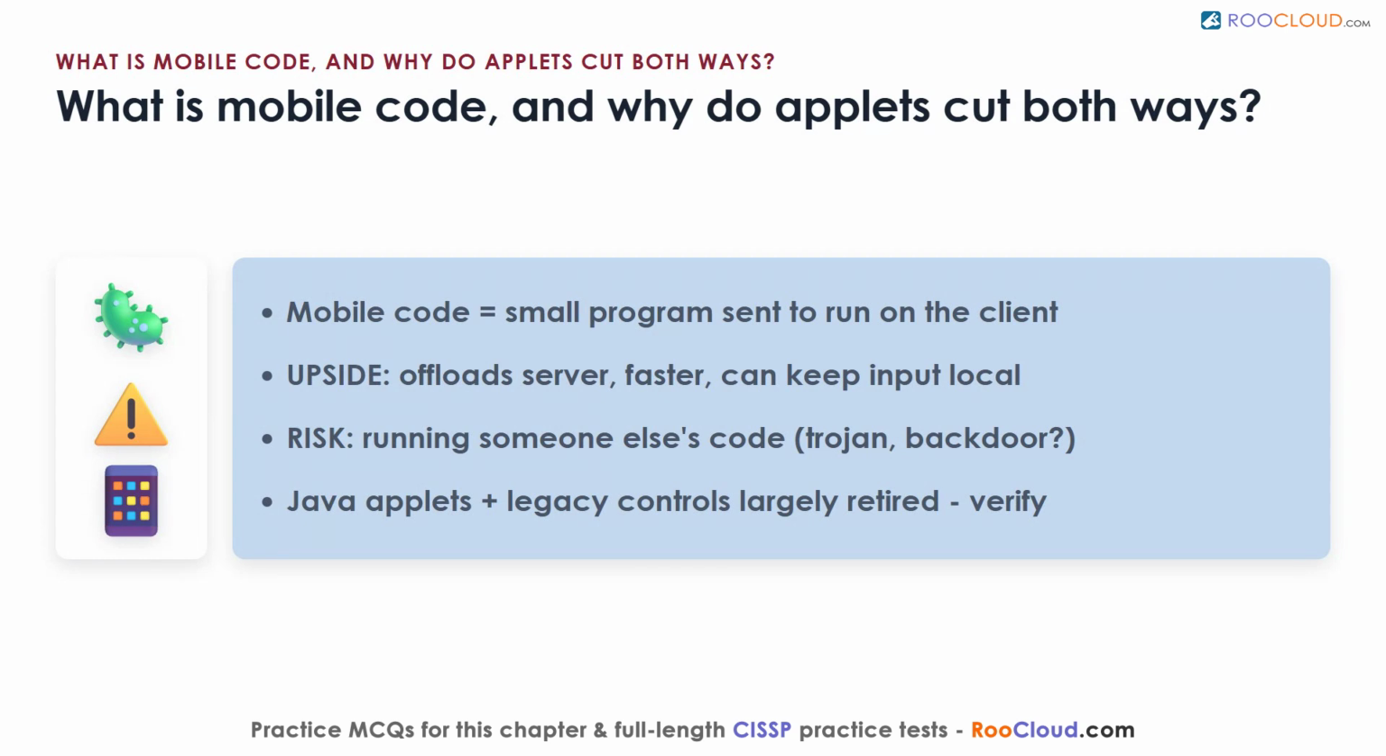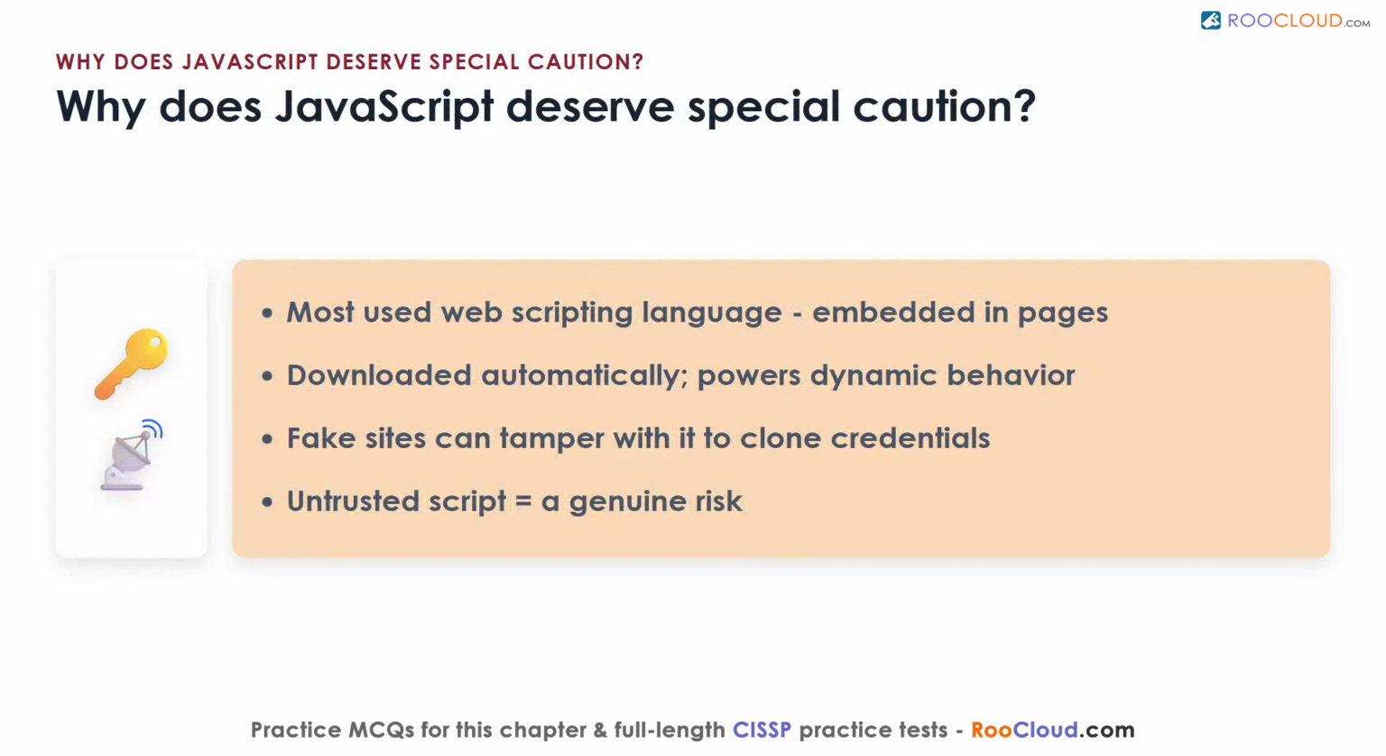Why does JavaScript deserve special caution? Because it is the most widely used web scripting language, embedded directly inside the pages you visit and downloaded automatically with them. It powers the dynamic behavior of nearly every modern site, which is exactly why attackers love it. Since the script arrives inside the page delivered to your browser, a threat actor can build a convincing fake site and tamper with that code to steal or clone your credentials.